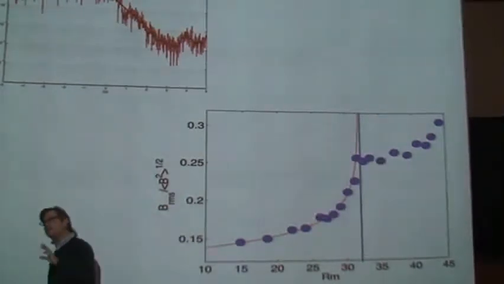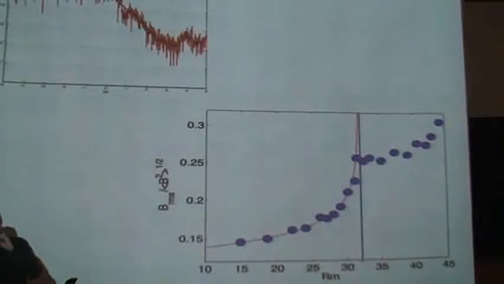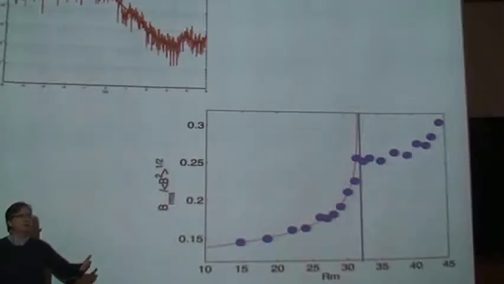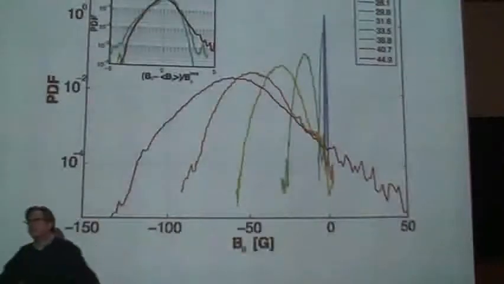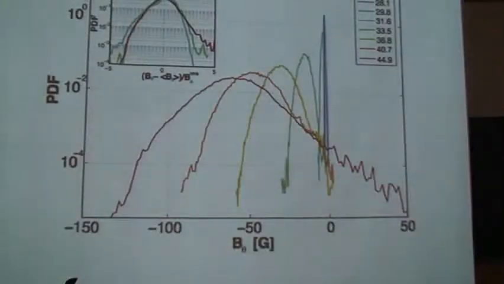But then again, it's related to the previous point. It's related to the fact that we have no global theory for exponents in a phase transition with noise. This is the same thing again. It's the same plot.